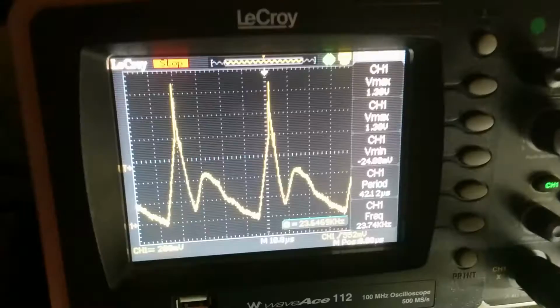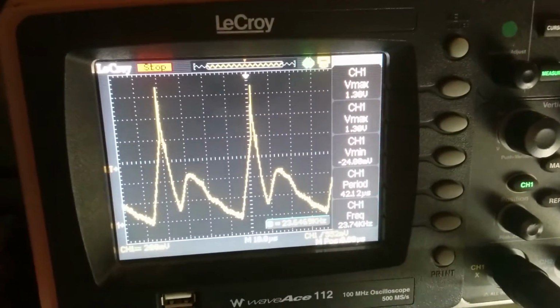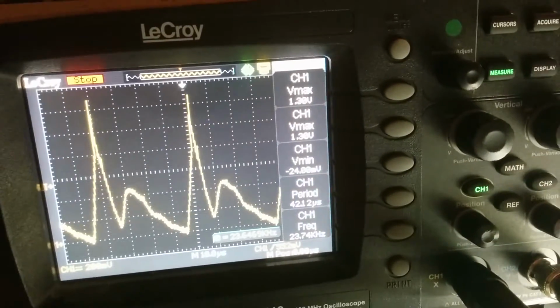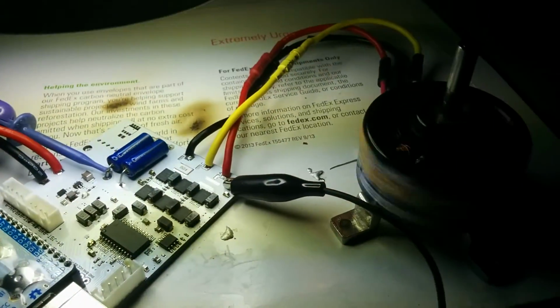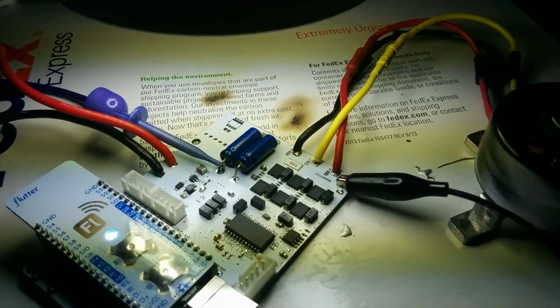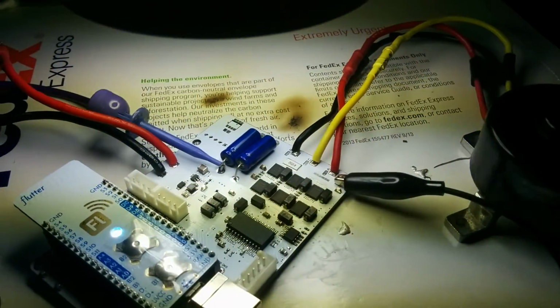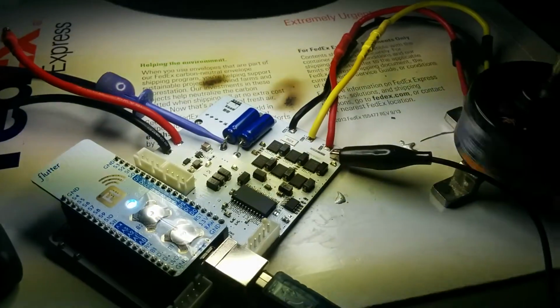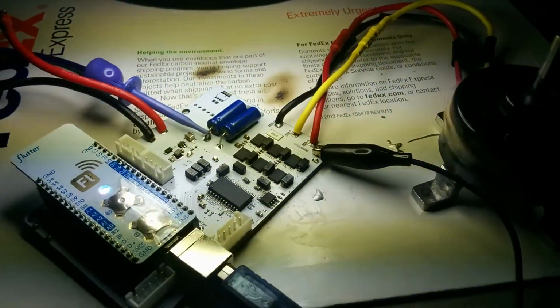This is a capture on my oscilloscope. This is the current measurement. You can see 1.3 volts max, and my amplifier is about 15.7x, which is where I got the 1.75 amp value. I think I'm telling you the math wrong, but it does check out.